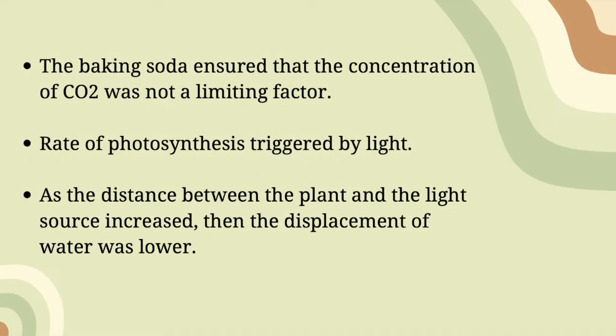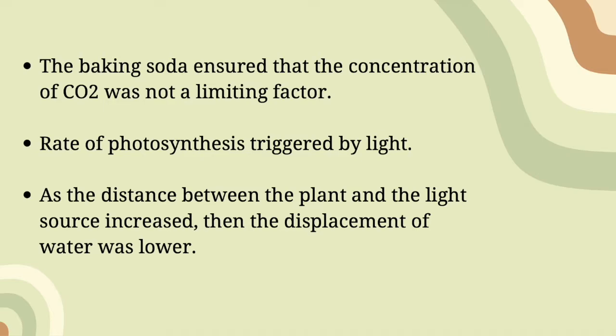This light intensity experiment helped determine the rate of photosynthesis by measuring the displacement of water in the graduated cylinders. The addition of baking soda in the 1-liter beakers filled with room temperature water helped to ensure that the concentration of carbon dioxide was not a limiting factor, which allowed us to showcase the effect of light intensity on plants.